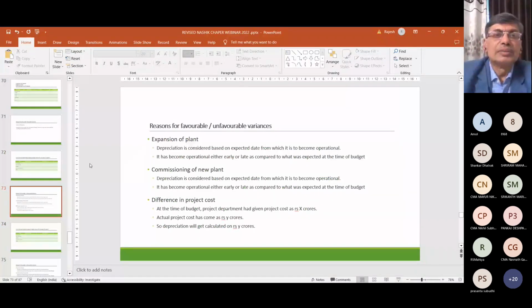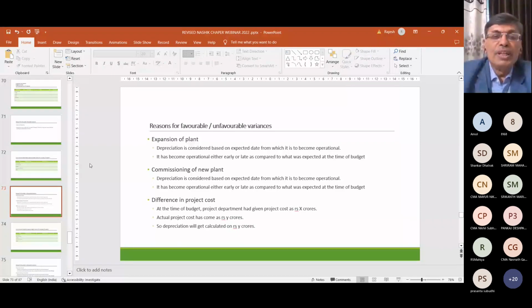Expansion of the plant. Depreciation is based on the expected date from which it is to become operational. It has become operational either early or late as compared to what was expected at the time of budget. So accordingly, it will give rise to either favorable variances or unfavorable variances.